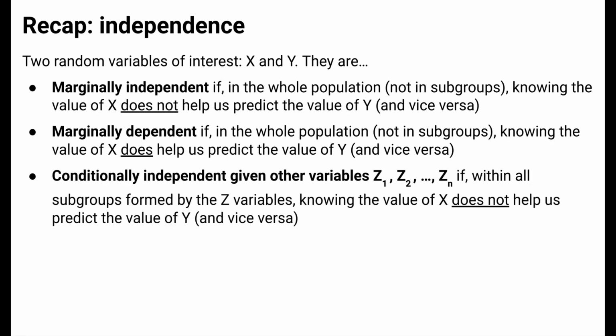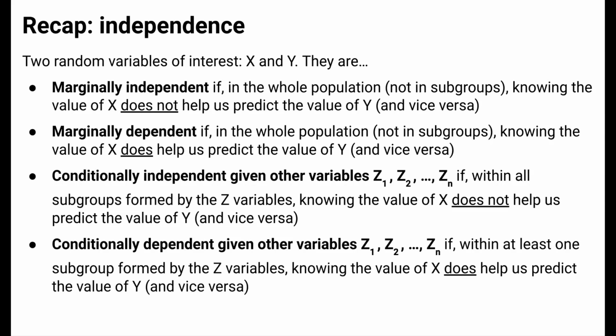X and y are conditionally independent given another set of variables, z1 through zn, if within all subgroups formed by these z variables, knowing the value of x does not help us predict the value of y. X and y are conditionally dependent given another set of variables, z1 through zn, if within at least one of the subgroups formed by these z variables, knowing the value of x does help us predict the value of y.